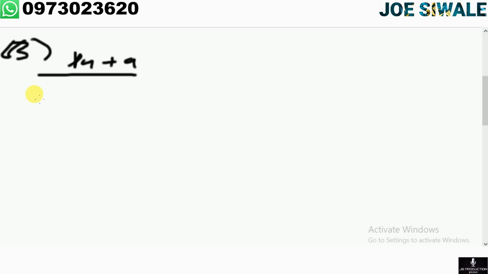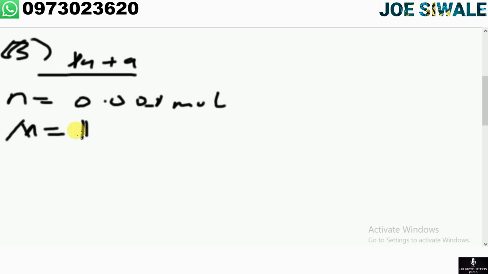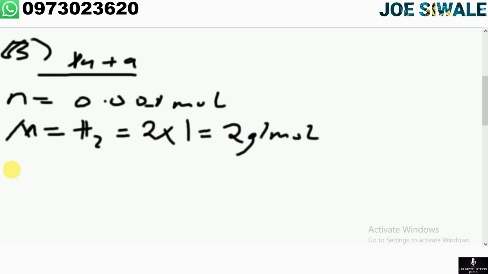Here the number of moles we have been given as 0.001 mole of the hydrogen gas. Then to find the molar mass of hydrogen, which is H2, you say the number of atoms here is 2 multiplied by its mass number, that's 1. So this means it's 2 gram per mole. Then we are told to calculate the mass. The mass we don't know.